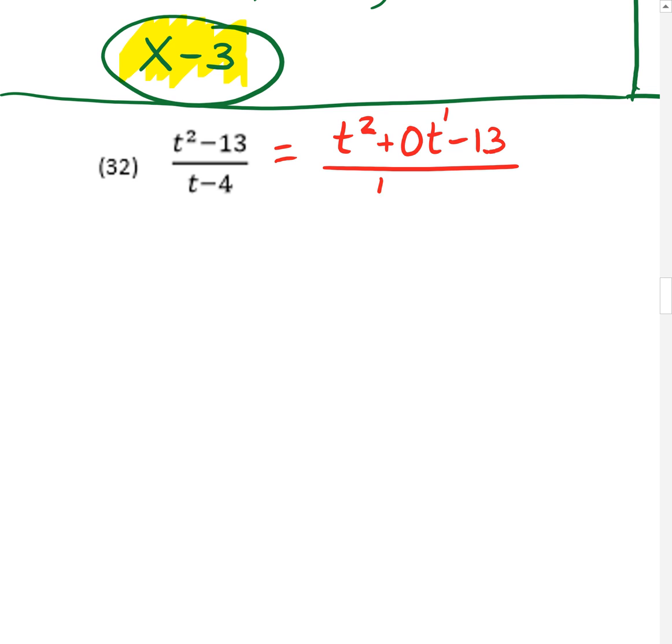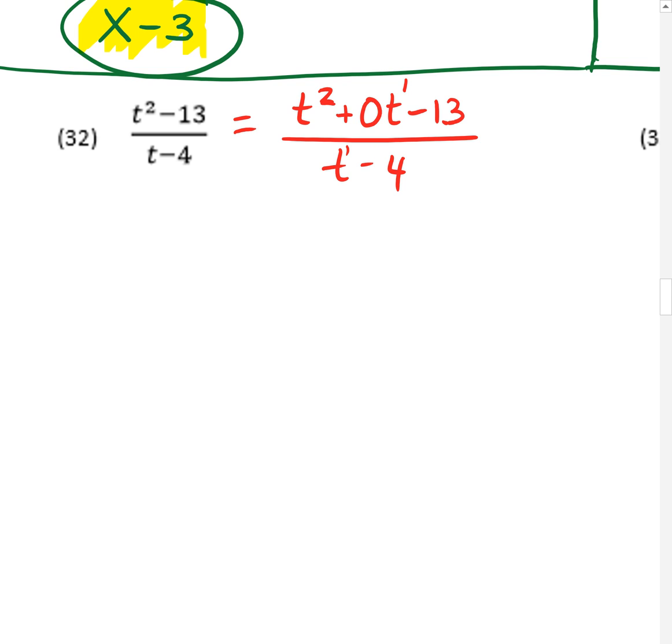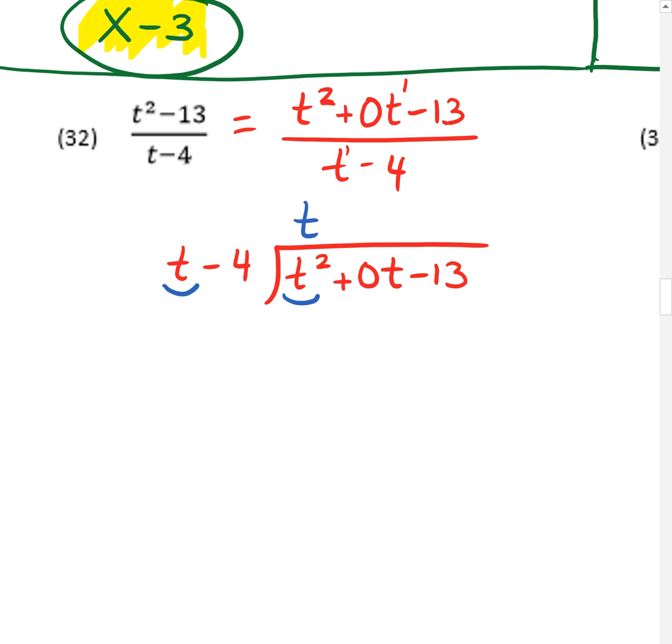But the divisor t minus 4 is good because it has a 1 power and a constant 0 power. So it's not really missing anything from the first to the last. Alright, now I think I can set up the division. t minus 4 is being divided into t squared plus 0t minus 13. So again, we'll focus on the first terms there. t times what is t squared? That would be t.